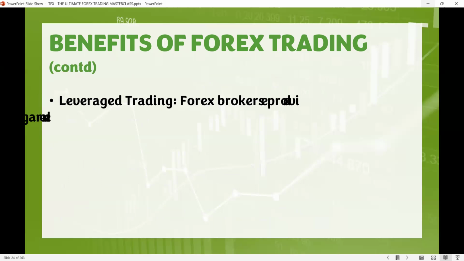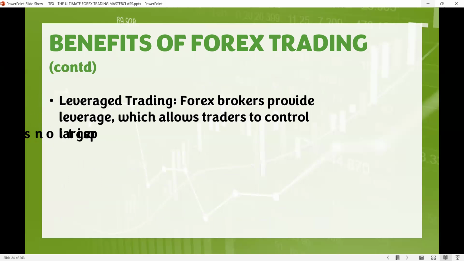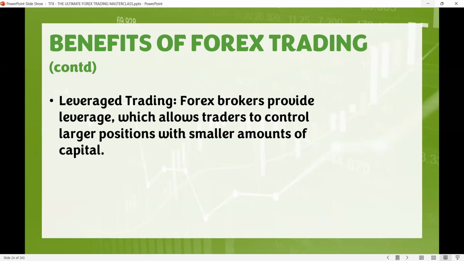Number 4, we can leverage our trading. Forex brokers provide leverage, which allows traders to control larger positions with smaller amounts of capital. As we continue in this course, we'll talk about leveraging. So you can see someone that has an account of, let's say, $1,000, and is trading with funds of, let's say, $10,000.